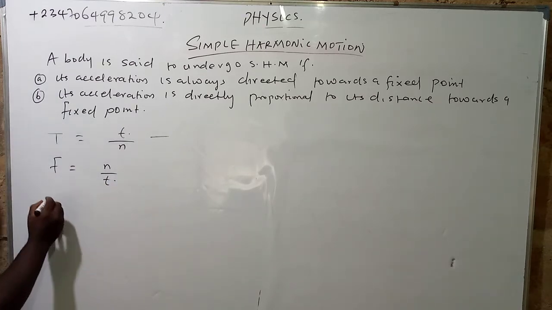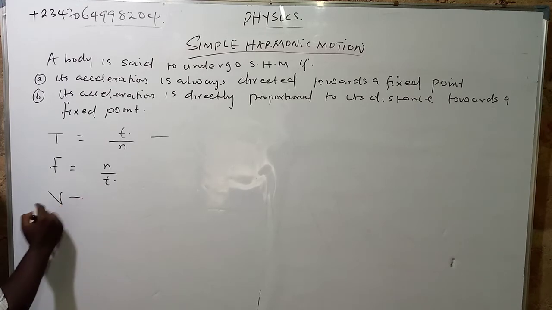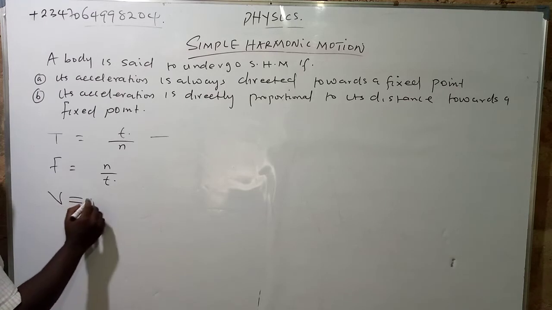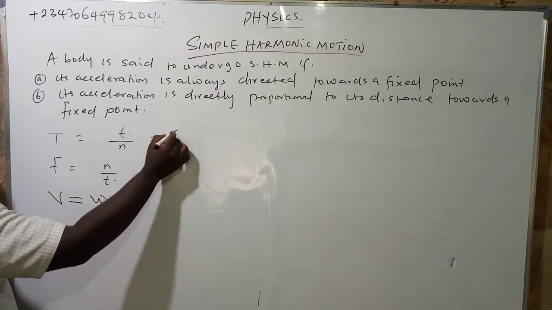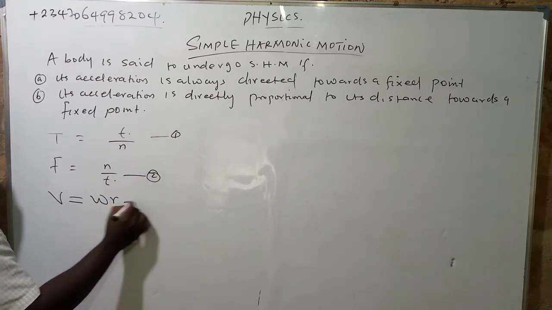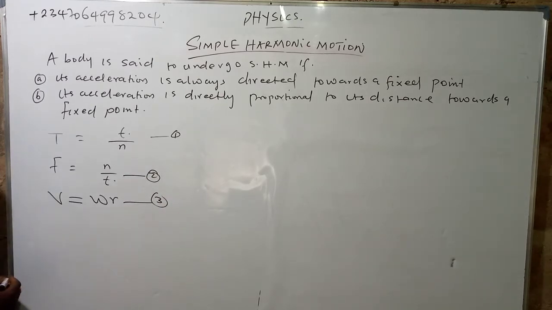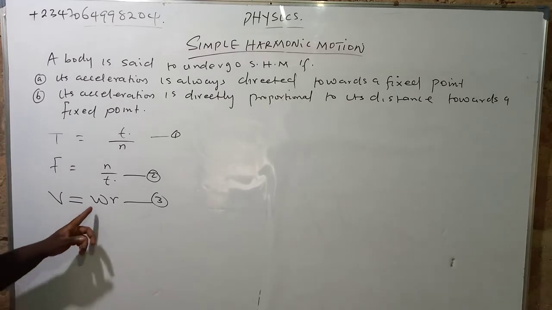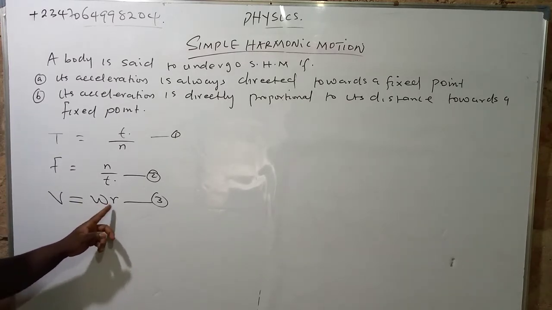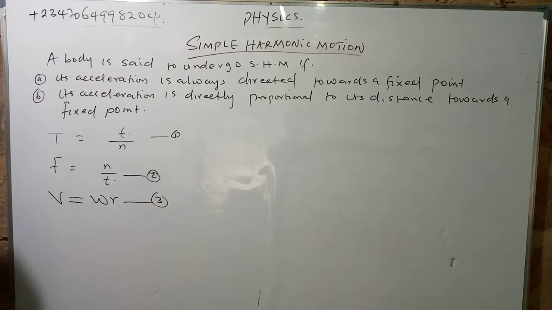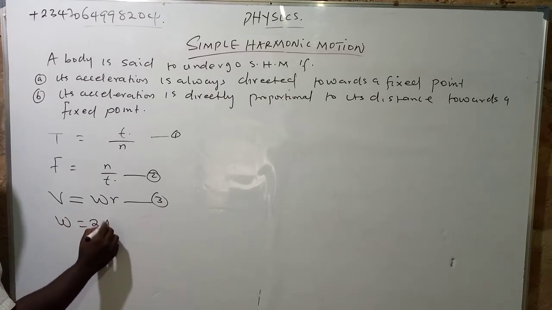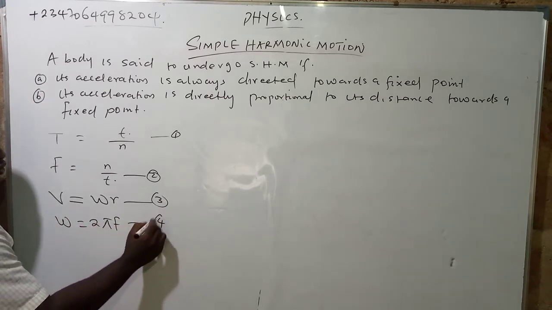And a relationship between the linear velocity and the angular velocity is V equals WR. Let me call this equation 1, this equation 2, and this equation 3. This is the linear velocity in meters per second, this is the angular velocity in rad per second, and of course this is the radius. And so from here, remember that W equals 2 pi f, and we call this equation 4.